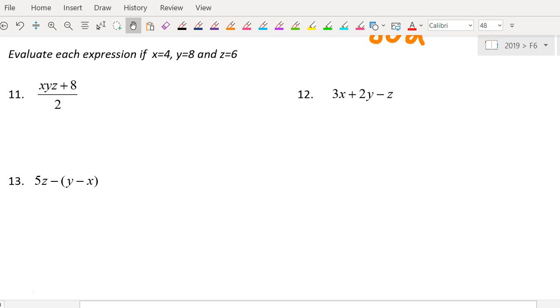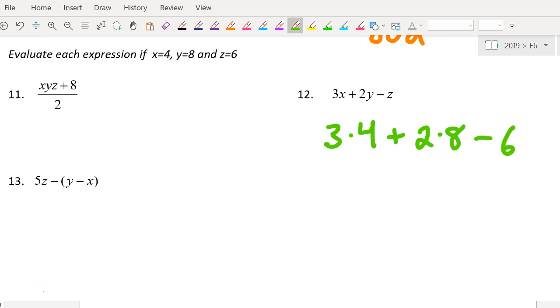All right, Mr. Logan. All right, pick any one of these problems. How about that? 12. What color? Green. All right. Okay, how do we do it? So you multiply 3 times 4, because x equals 4, and you get 12. Good. Well, let's write it out first. Plus 2 times 8, good, and then it's minus 6.